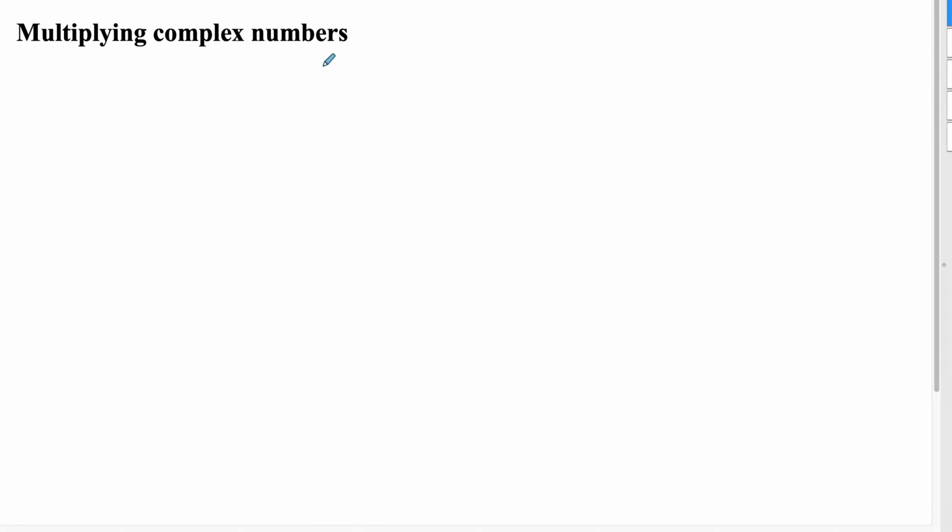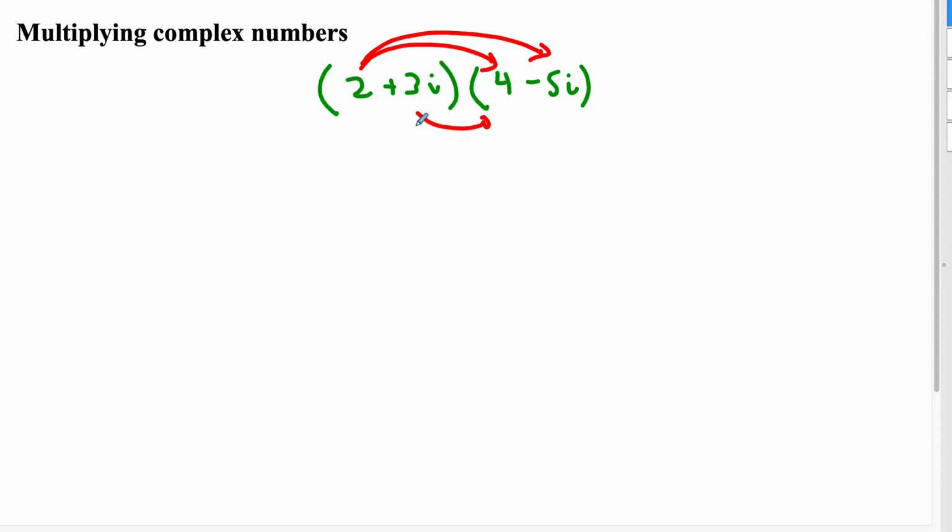Multiplying complex numbers can happen in a couple of different ways. One way is to have two complex numbers that have real and imaginary portions. So for this, we just distribute. We need to take this times this, this times this, this times this, and this times this. Now remember, when you multiply complex numbers, you're going to get a complex number of the form a plus bi out of it. And we'll see how in just a sec.